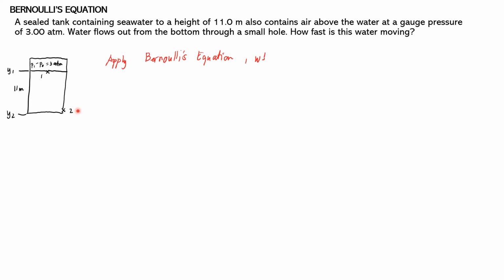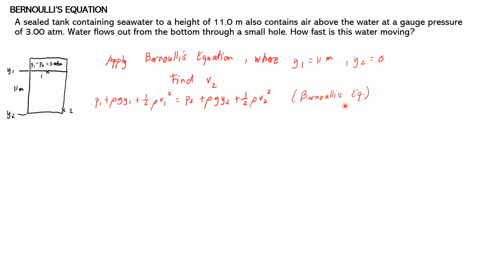Bernoulli's equation is given here again, where y1 is equal to 11 meters and y2 is 0, as I said earlier. We need to find the velocity at point 2. Bernoulli's equation is given by P1 plus rho g y1 plus 1/2 rho v1 squared is equal to P2 plus rho g y2 plus 1/2 rho v2 squared. And from the continuity equation, we have A1 V1 is equal to A2 V2.